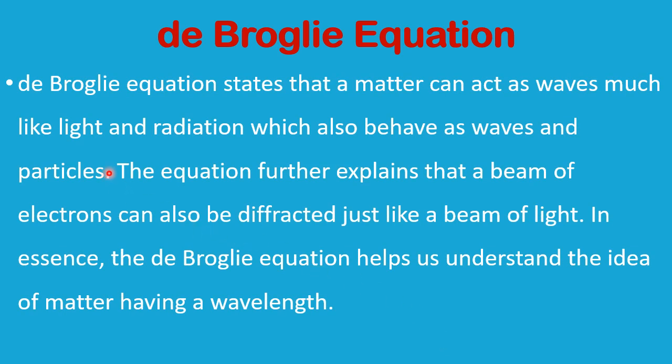The de Broglie equation states that matter can act as a wave, much like light and radiation, which also behave as waves and particles. The equation further explains that a beam of electrons can also be diffracted just like a beam of light. In a sense, the de Broglie equation helps us understand the idea of matter having a wavelength. That means the particle, the electron, has the wave nature. That is the idea given by de Broglie.